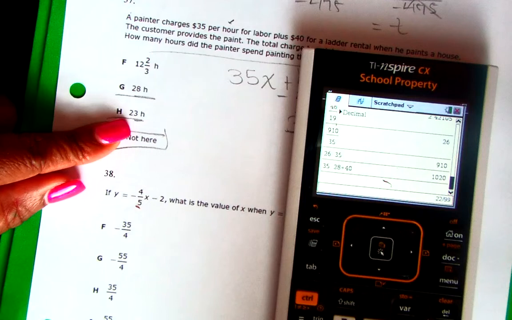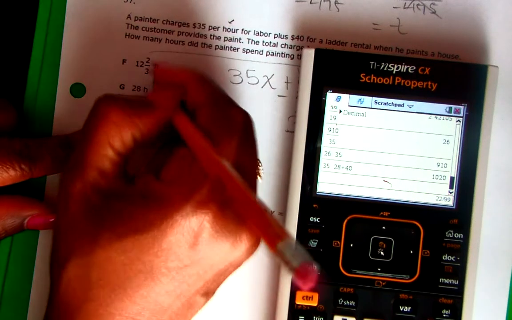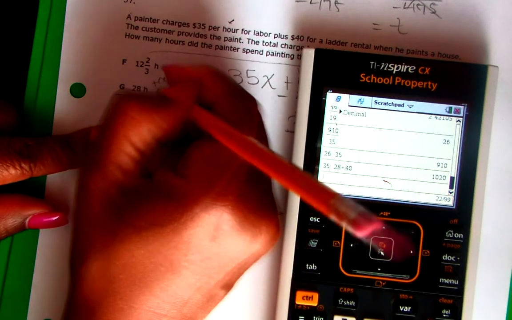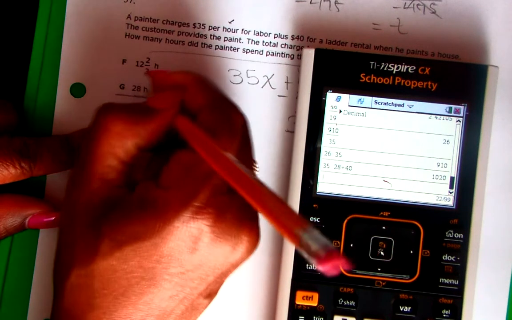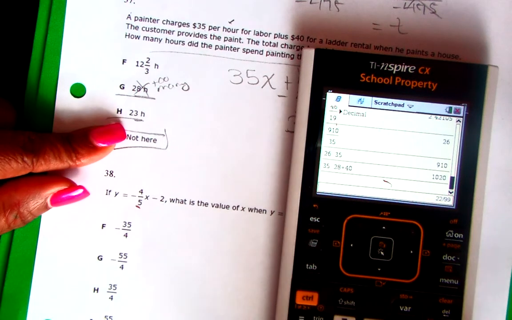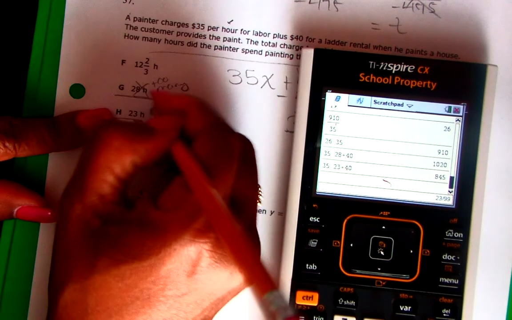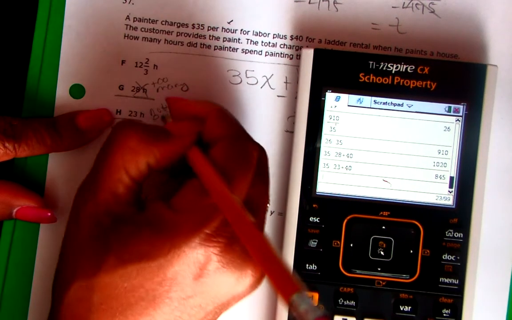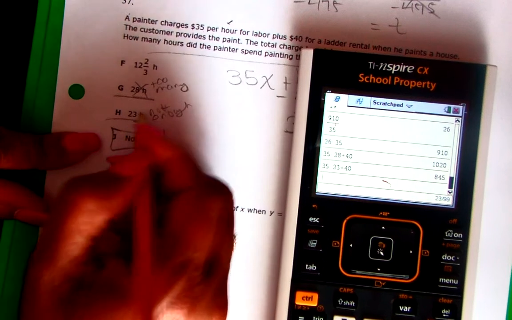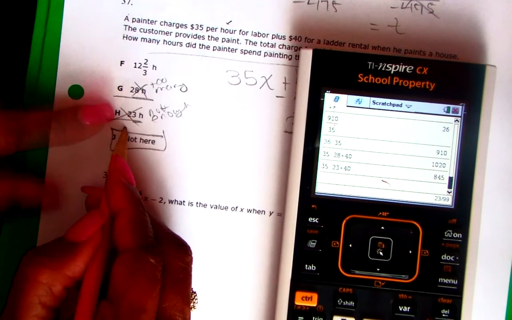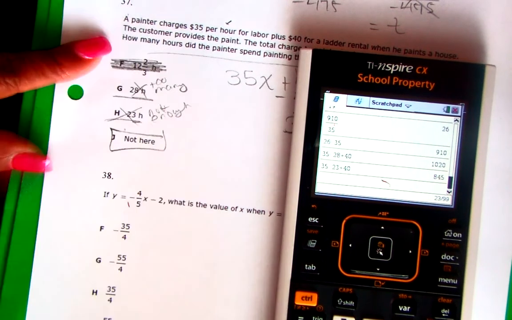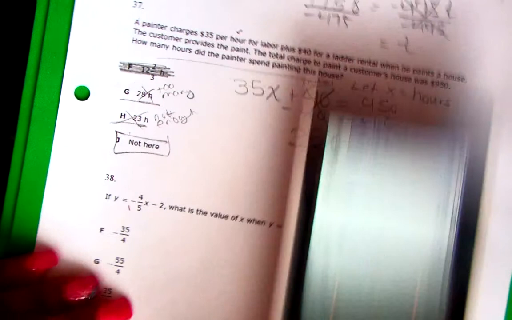If you want to do 23, that's too many hours. Then you can do 35 times 23 plus 40. You get 845. Not enough. So if 23 is not enough, you know this is just something they threw in there to trick you. So make sure you go through and check.